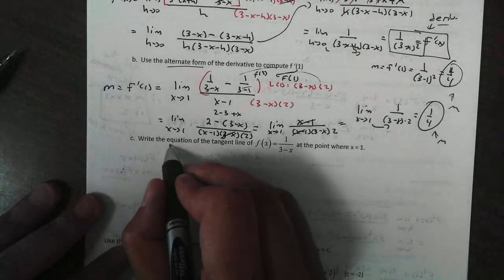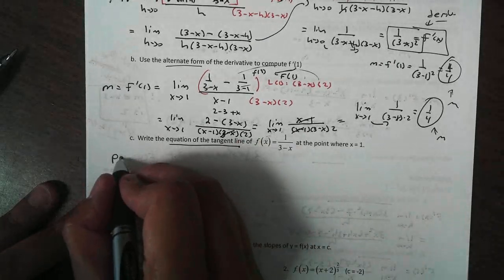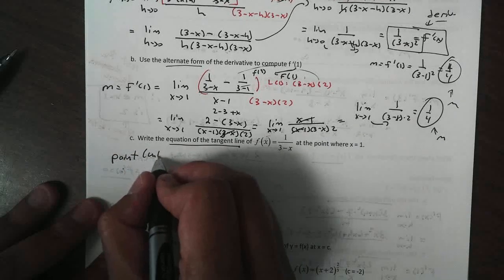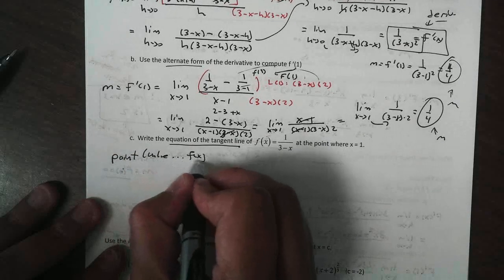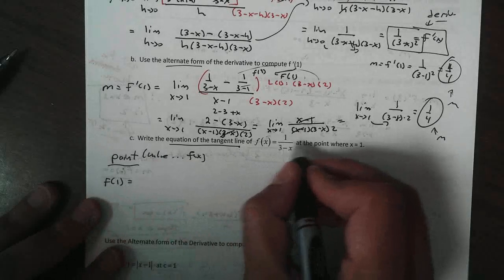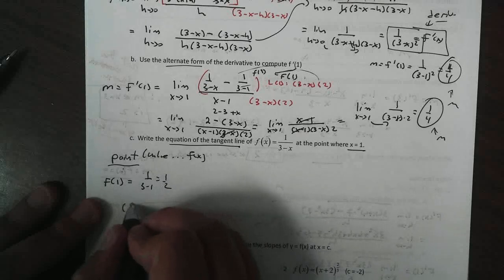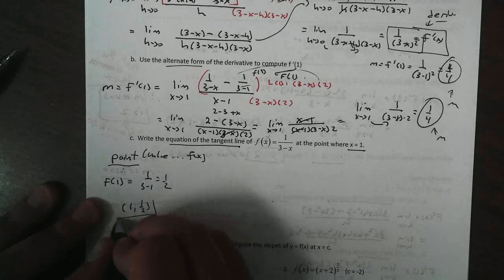And the last one, write the equation of a tangent. Oh my gosh, tangent line. There it is again. Remember, you need a point, right? That's the value, right? And that comes again from f of x. We talked about that yesterday. So I need f of 1, right? So that's 1 over 3 minus 1, which is 1/2. So our point is 1 and 1/2.